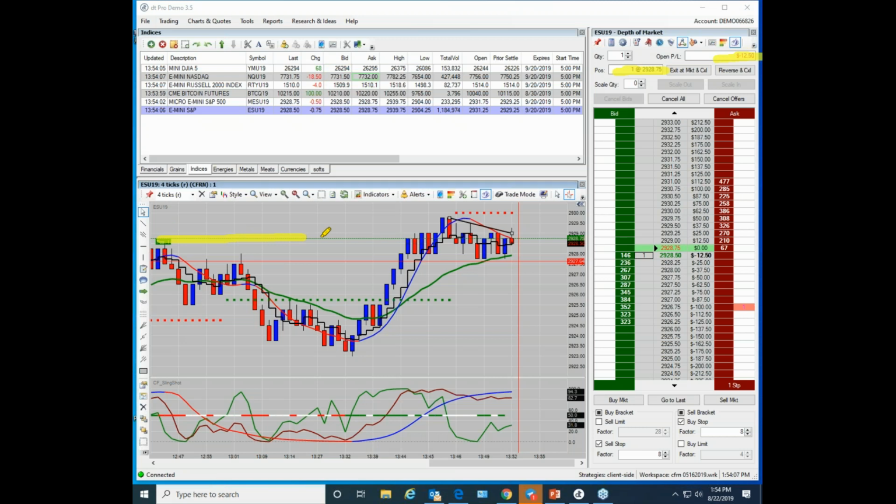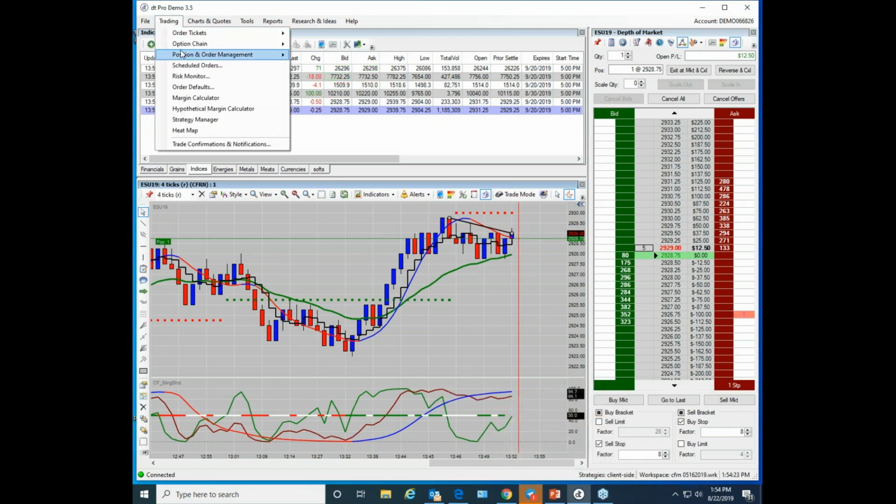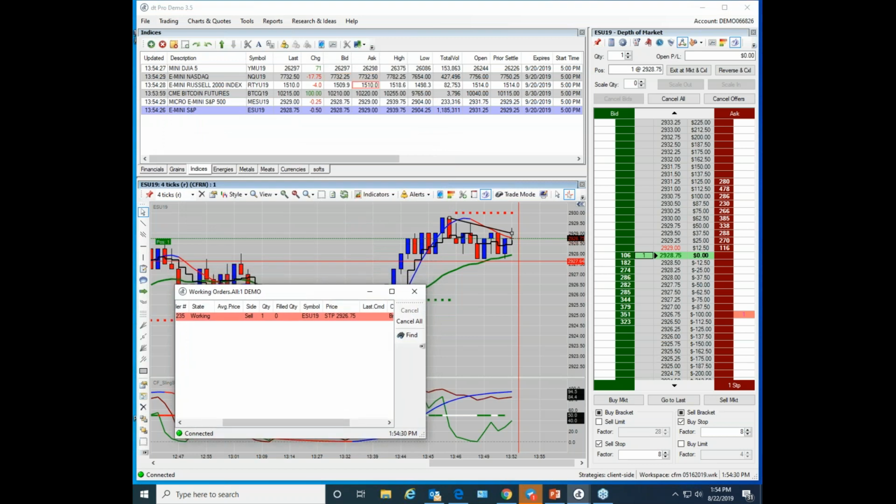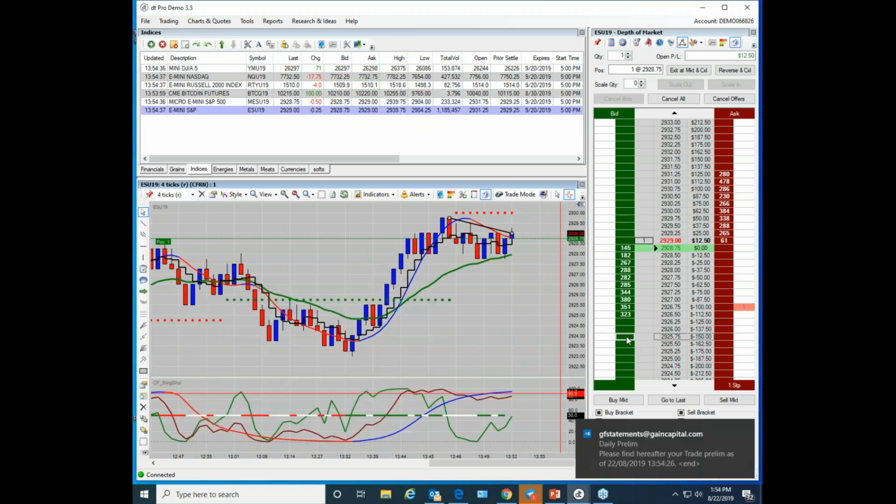And on the graph, the chart, big fat green line saying, hey, you're long. So there are different areas where it tells you. Also, like I said, I think everyone should have this box open. If you go to trading, position and order management, go to working orders, here's our stop loss. It's right here. It is the same, 29, 26.75. It's also right here. Okay, all right, rules of engagement.